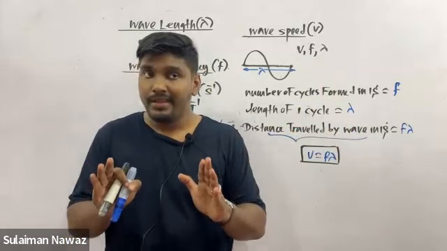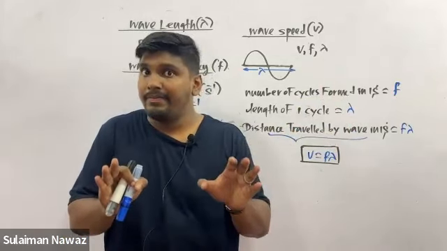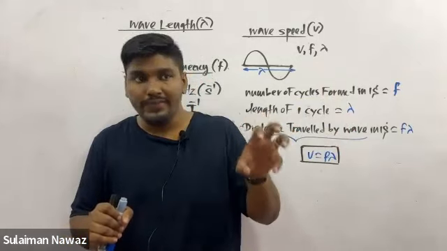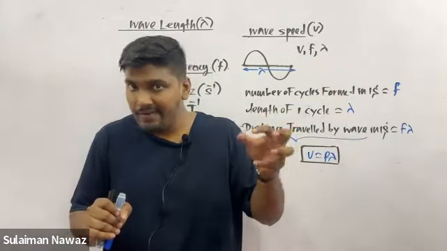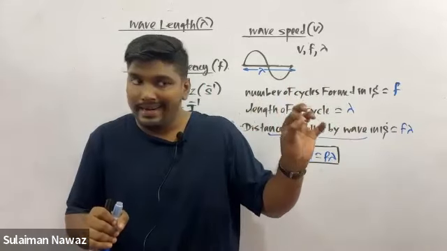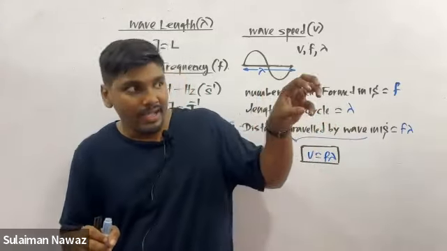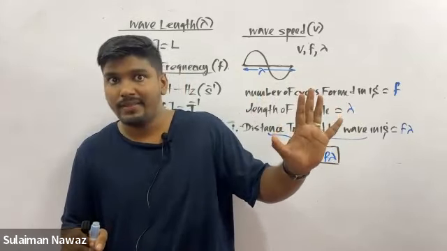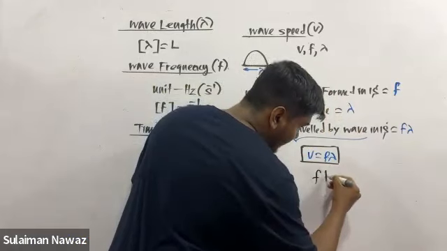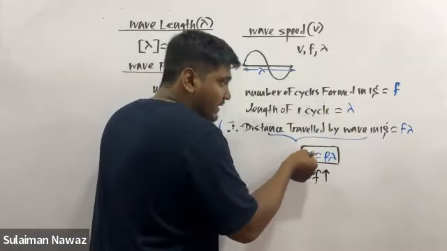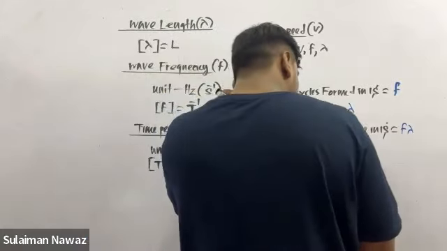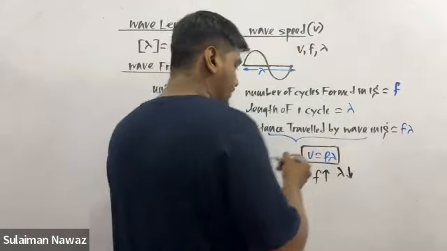Always understand that a wave in a particular medium does not change its velocity. The velocity of a wave in a given medium is always a constant. There are some conditions where it changes, but generally the velocity of a wave in a given medium is constant. What would happen when the frequency increases? In order to maintain the same velocity, the wavelength decreases. Did you understand? When frequency increases, the wavelength decreases, and it maintains the same velocity.